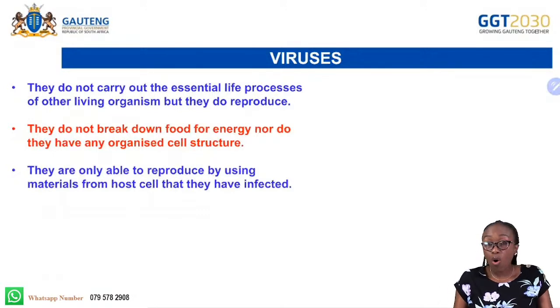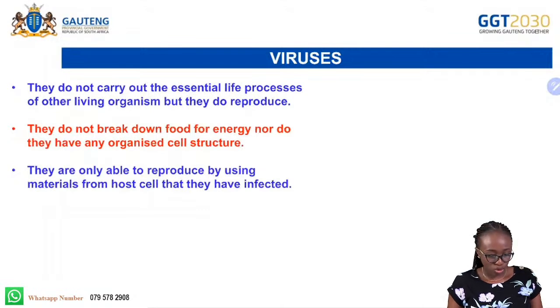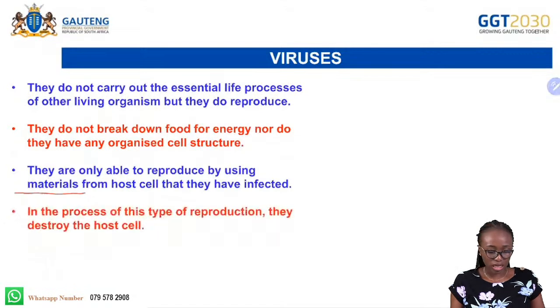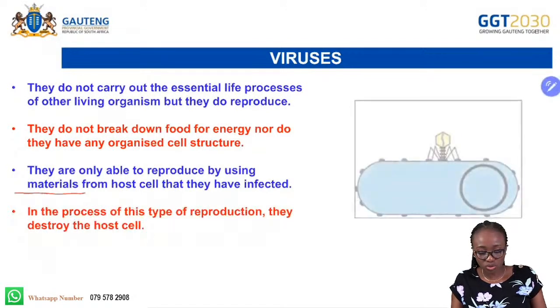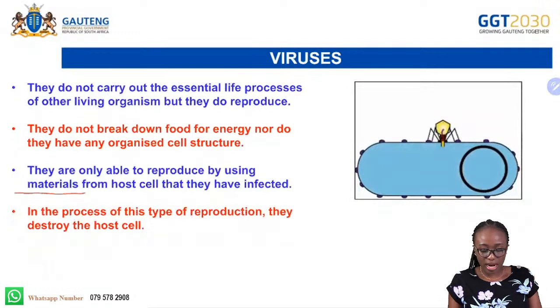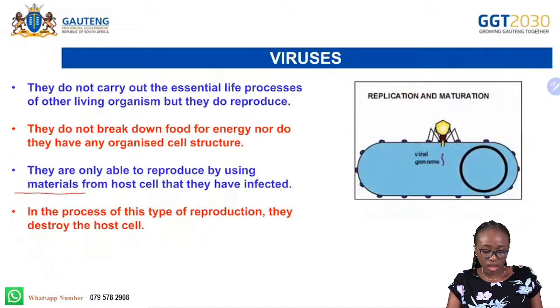They are only able to reproduce using materials from a host cell that they have infected, and this type of reproduction, unfortunately, destroys the host cell. So here's a short diagram just to show how the virus reproduces using another organism. Just a short video.